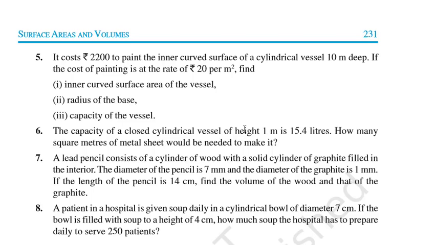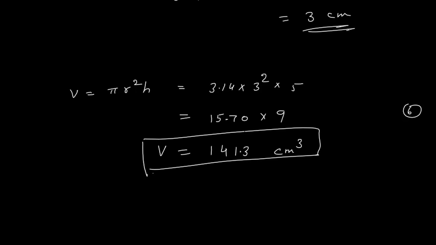Now here they have given the total cost of painting, 2200. Second, the height of the cylindrical vessel is 10 meter. And third, the rate, which is 20 per meter square. If you know the rate and the total cost, you can find the inner curved surface area, because rate multiplied by inner curved surface area will give you the total cost. So 2200 divided by 20 will give you the inner curved surface area. Then the radius of the base: the formula for inner curved surface area is 2 pi rh. Now you know h and the value of pi, so you can find the radius of the base. And finally, volume: pi r square h will give you the volume. Okay, so let us solve this problem.